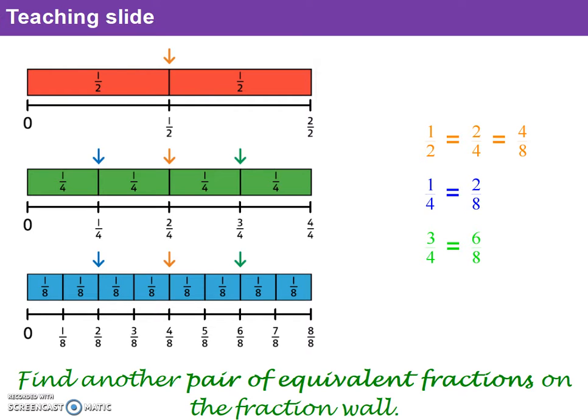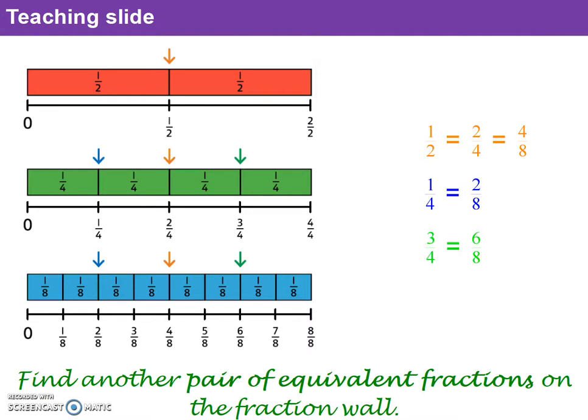And then think about your numerator. I go from 1 to 2 to 4. What have I multiplied my 1 by to get to 2? What have I multiplied my 2 by to get to 4? And can we use those ideas to help us start identifying some other equivalent fractions?